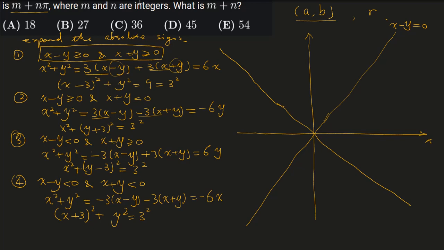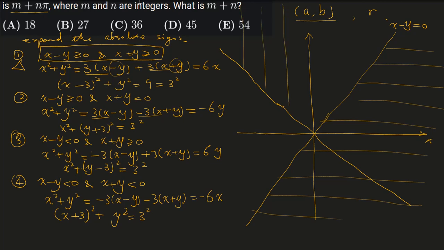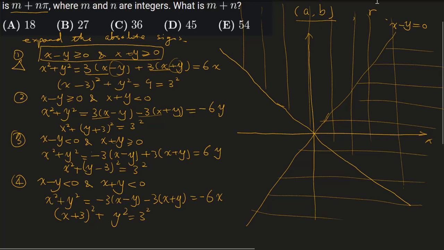Okay, so now let's examine each subcase individually. For case 1, since we have x minus y greater than or equal to 0, that represents this part. I'll use some light lines to represent this. That is like this, right? And for x plus y greater than or equal to 0, that is this part. Good. Therefore, we know that the first case must be within this range.